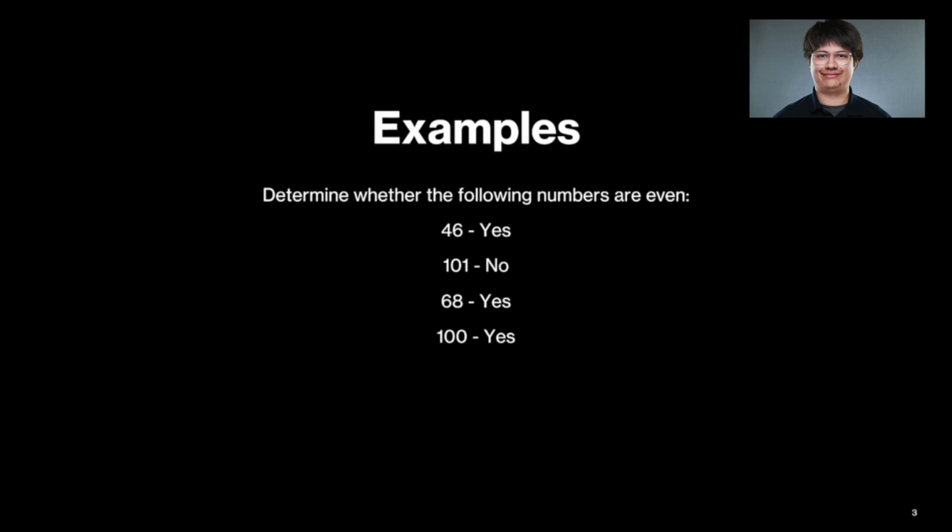Okay, well, what about 68? Well, yes, because the last digit is 8. And then what about for 100? Well, yes, because the last digit is 0. So now we know how to determine what's an even number.